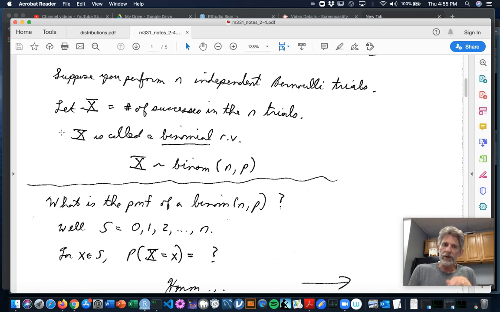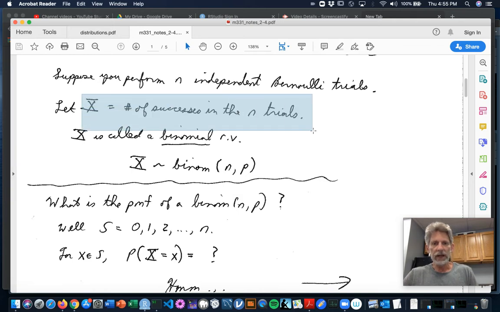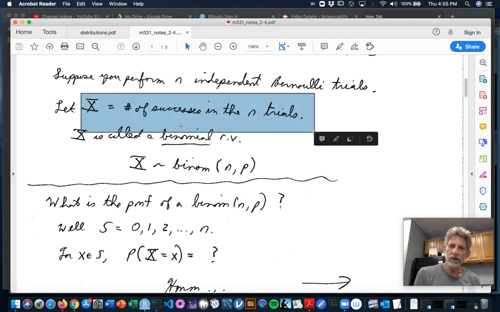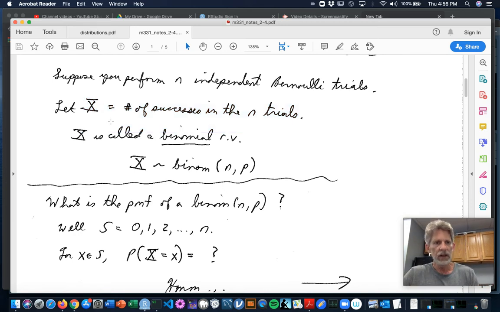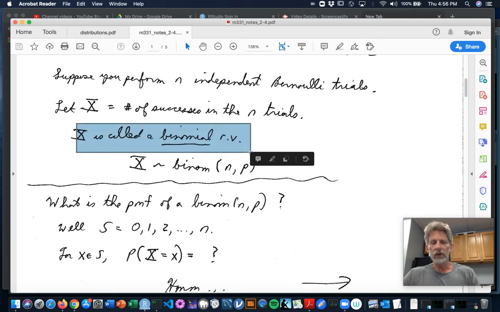So there's a lot of situations where you're going to be performing n independent Bernoulli trials, and you might be interested in counting up the number of successes in those n trials. So let's let X be that count, number of successes in the n trials. Such an X is called a binomial random variable. Bi, two. Nomos in Greek, name, two names, success, failure.